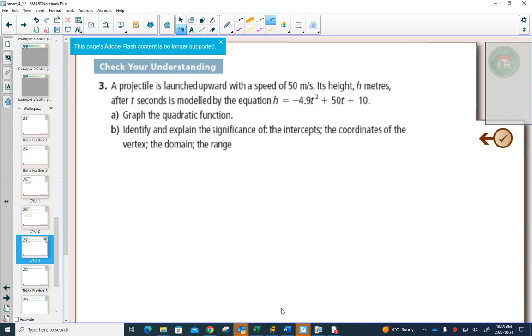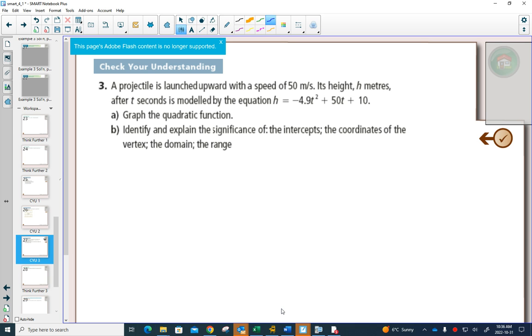So here's example 3. A projectile, like someone throwing a stone up in the air with a speed of 50 meters per second. So this is like a physics question. I don't know if any of you are taking physics. Its height in meters is modeled by the following equation.